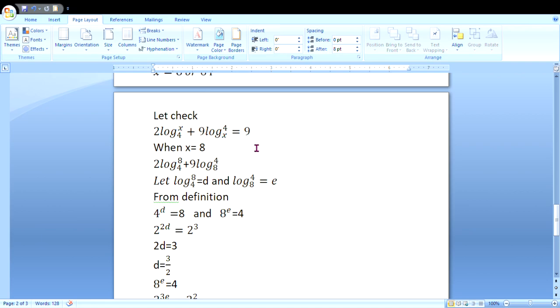Please, this is how to solve a logarithmic equation if the bases are not the same, if the bases are inverses.